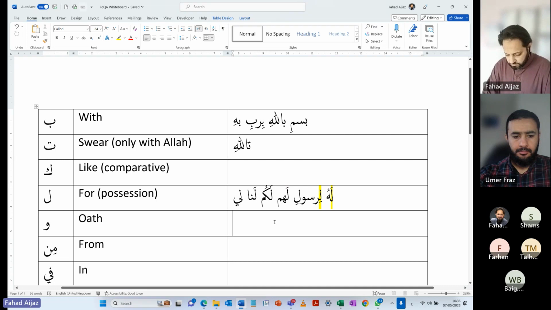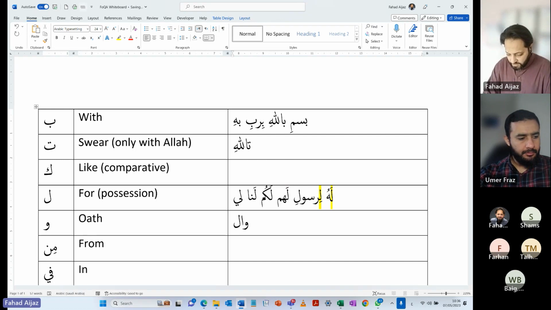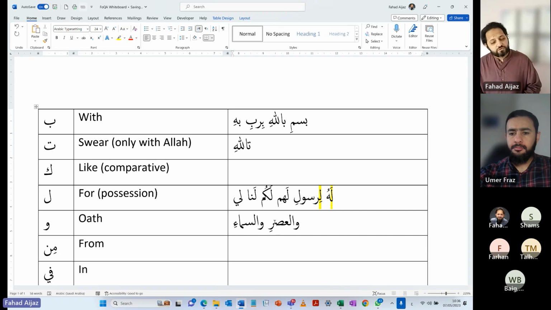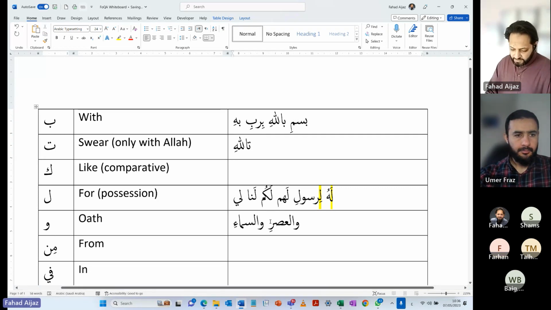Oath, vow. I think I gave this example. Wal asr. Was samai. Was samai, and so on. These are all oaths that Allah takes in the Quran, by time, by sky.